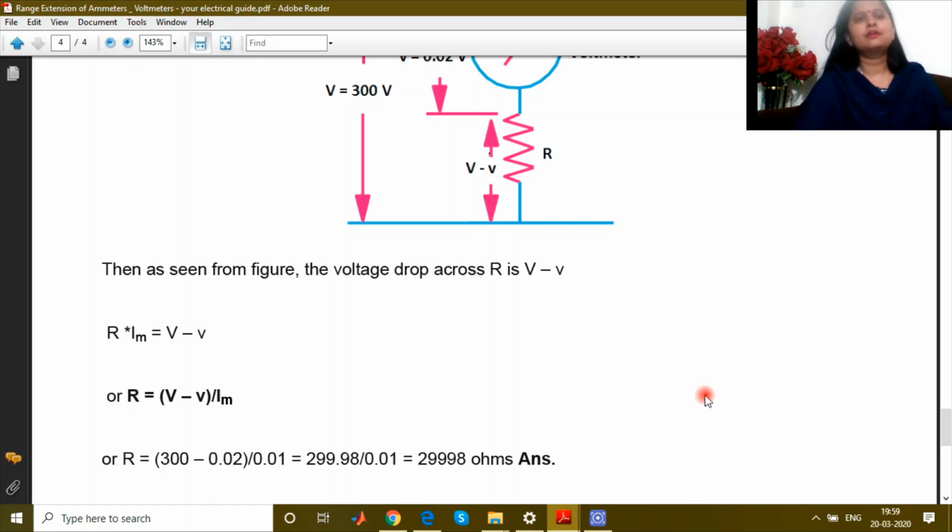So in the next lecture we will discuss the remaining two instruments: the wattmeter, that is used to measure the power, and the energy meter, that is used to measure the energy in any electrical circuit.